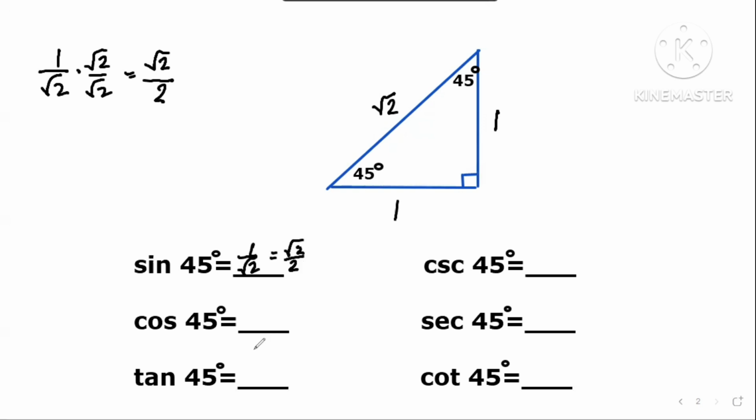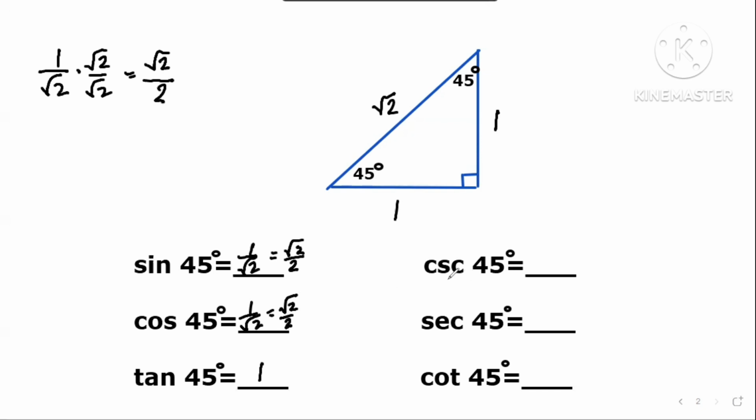Okay? Oh, how about cosine of 45? Cosine of 45 is adjacent side over hypotenuse. So pareho lang. That is 1 over square root of 2. No? So 1 over square root of 2, or again, that is equivalent to square root of 2 over 2. Now, for tangent 45, tangent is opposite over adjacent. So that is equal to 1 over 1 or 1.